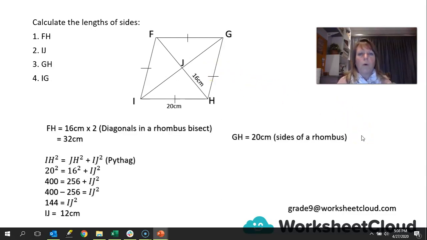But that's quite a long way around, so it's fine to say we know that a side of the rhombus is 20 centimeters, so all the sides of the rhombus are going to be 20 centimeters. The last one we have to work out is RG. You've worked out RJ, and RJ is actually half of that whole diagonal. So RG is equal to RJ times 2, which is 12. We worked it out over here. That's 12 centimeters times 2, and it's going to give me 24 centimeters.